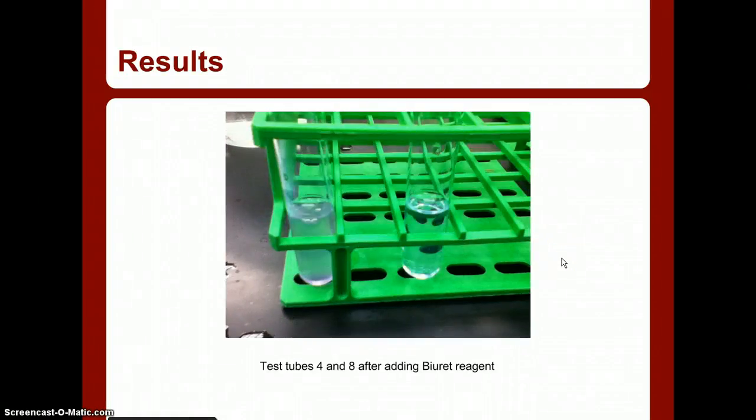Here were test tubes 4 and 8 after adding the biuret reagent, testing for proteins. The fluid inside the cell did not contain any proteins, but the fluid outside the cell, as you can see, because it's a lavender color, did contain proteins.